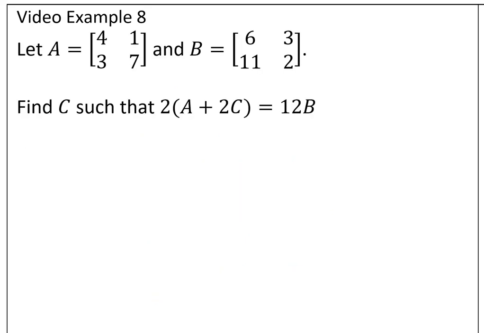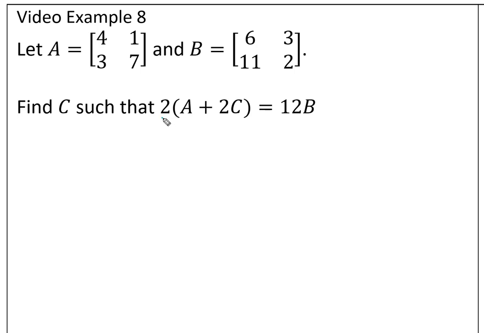In video example 8, we're given an equation and we're asked to solve for C given the matrices A and B. When we're asked to do that, we could substitute the matrices in right at the beginning, but I find it easiest to go ahead and solve for C first using just our variables A, B, and C, and then at the very end, once you have C isolated, then you can solve for what it is.